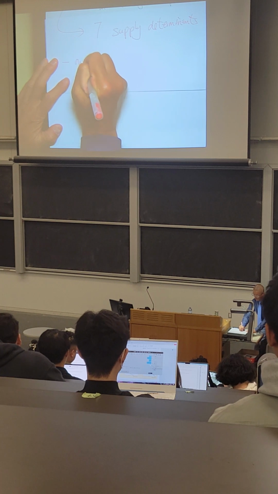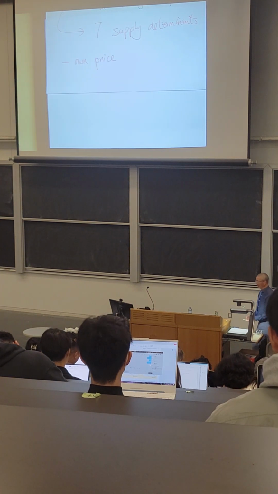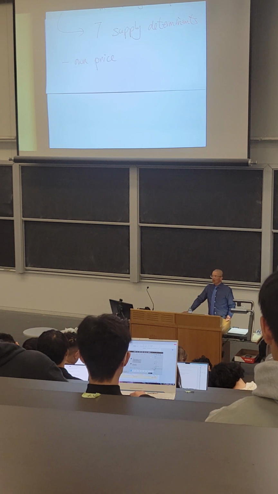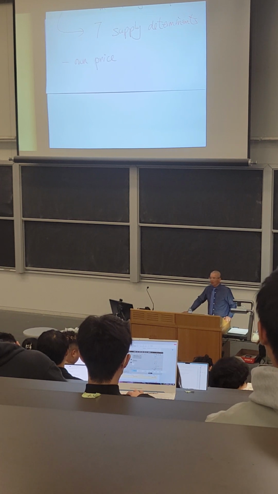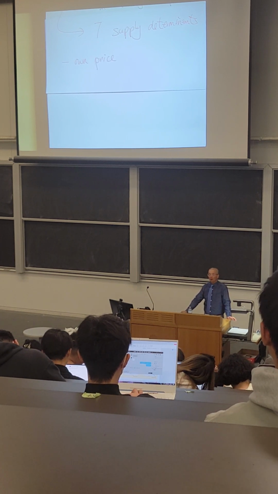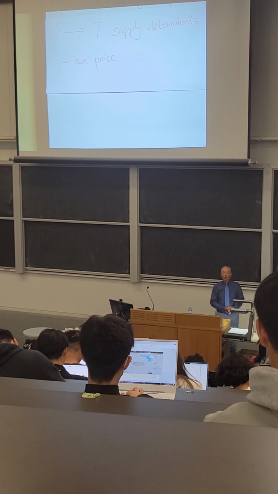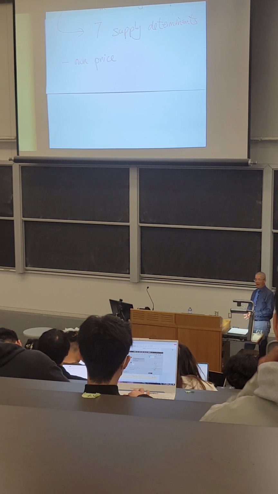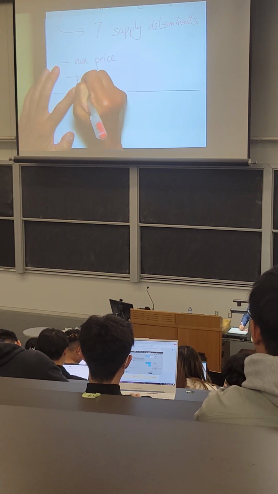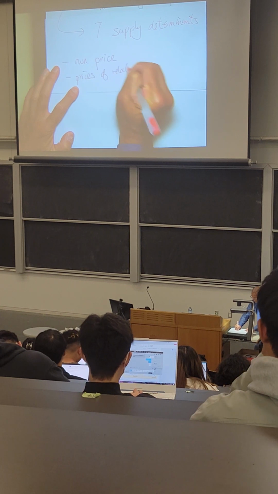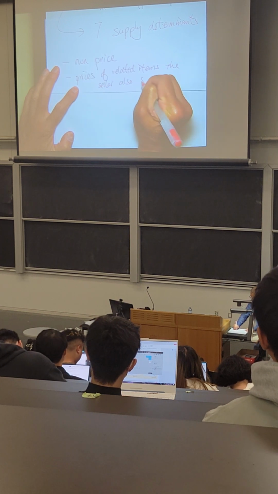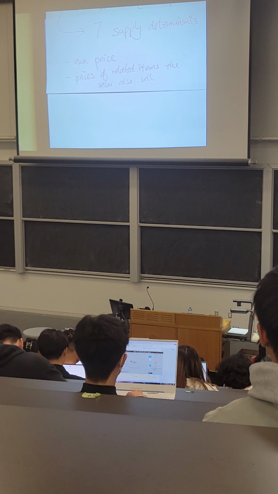First is own price. That is, for a business to decide how much it wants to sell, first it must check what price it can sell this product at on the market. Because the higher the price it can sell the product at, the more profit it can make. So a higher price will give them more incentive to bring more units to the market. Another one, like demand, prices of related items the seller also sells. I will come back to that a little bit later.